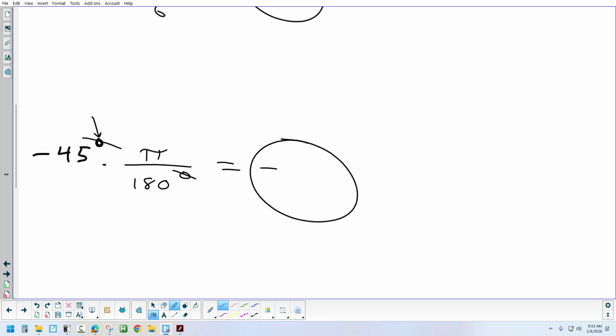45 and 180. Yep, they are divisible by 15, even bigger. 45. Yep. 45 goes into itself once. And how many times does 45 go into 180? 4. And what are you left with here? Negative. You don't have to write the 1, but yeah, negative pi over 4. And remember what the negative means. If you're talking about direction, it means you went which way? Clockwise. Like this.